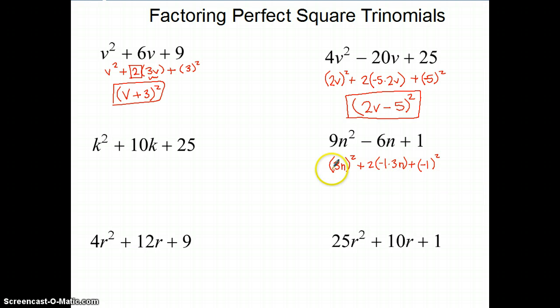Now, since I have 2 perfect squares on the front and the end of my polynomial with 2 times their bases in the middle, to factor I simply take my first base of 3n and add or subtract my last base of negative 1 and square that binomial. Go ahead and pause the video and try the next 3 on your own.